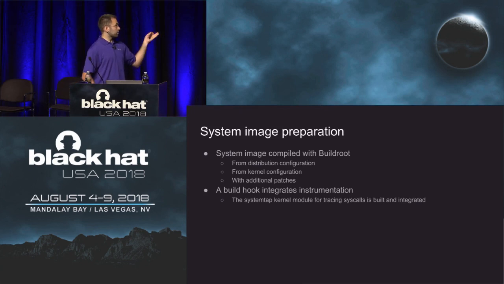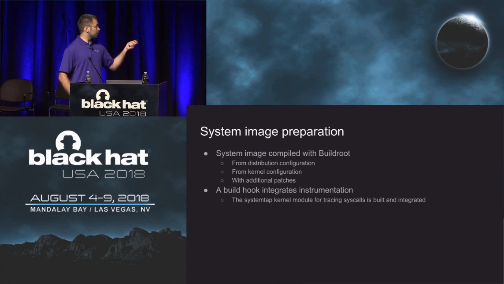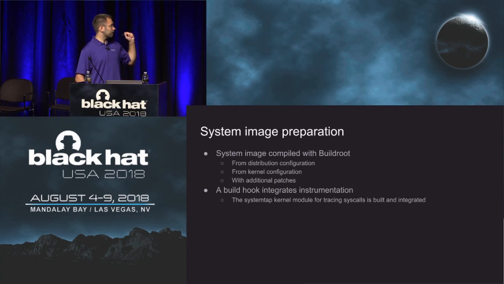So the system image is compiled with Buildroot. We just need to give Buildroot a distribution configuration, which tells it which packages to install inside the system. We need to give it a kernel configuration so that the Linux kernel can run on the QEMU device that is being emulated. And we need to supply it with additional patches so that everything works. And Buildroot is very handy because you can add build hooks, and we can build our instrumentation with a build hook before the actual image is built.